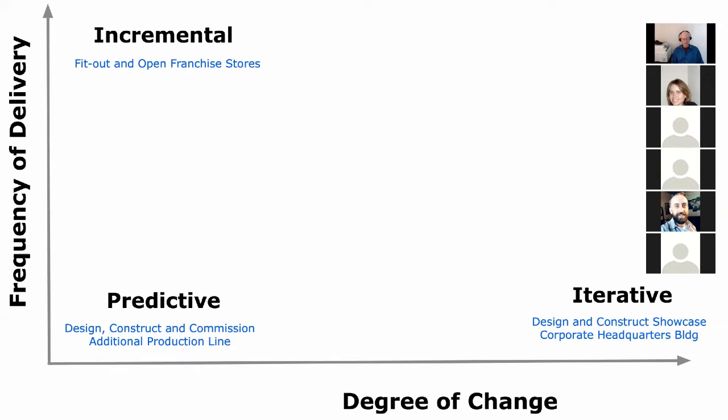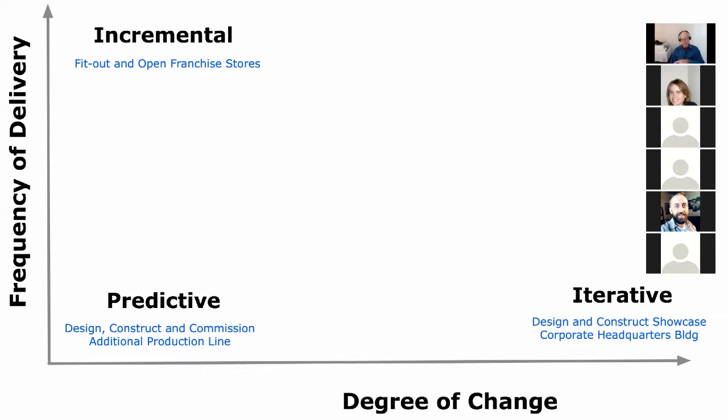And then in the upper left, we have the incremental. So maybe we're opening up Best Buy stores around the country. And this year we plan to open 12 stores in 12 different cities. And the design is almost identical from store to store, but each store is a distinct project. It has a different building inspector and slightly different local building codes and so forth. But the degree of change is quite low. All the designs are very, very similar. So what we're really doing is chunking out increments of delivery, increments of value over the year.